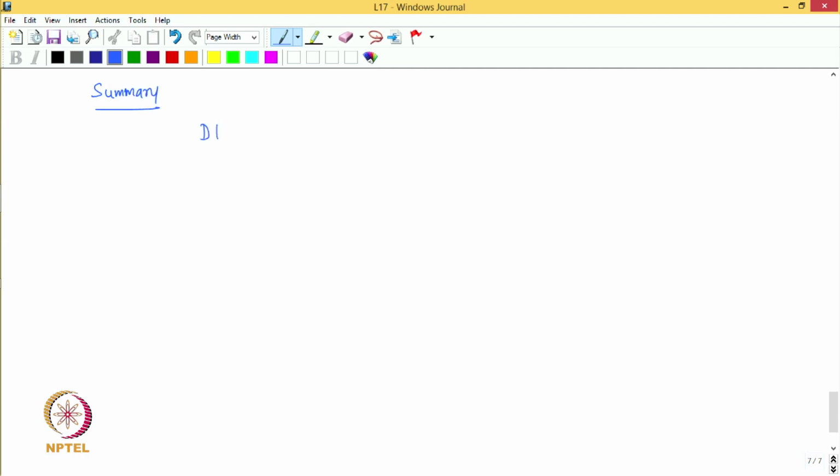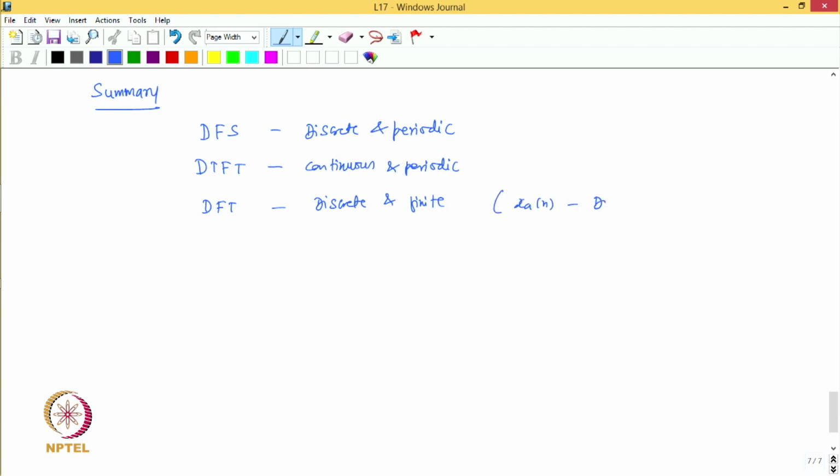We first studied DFS. So DFS is discrete and periodic. Then we studied DTFT. Now DTFT is continuous and periodic. So DFS spectrum is discrete and periodic, DTFT spectrum is continuous and periodic, and DFT is discrete and finite, that is aperiodic. And we should know that xan is also discrete and finite.